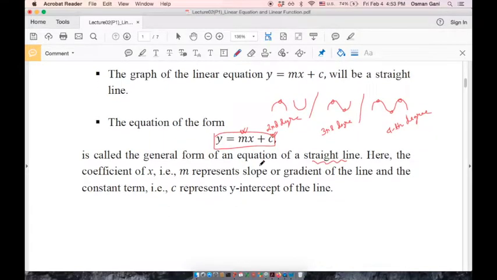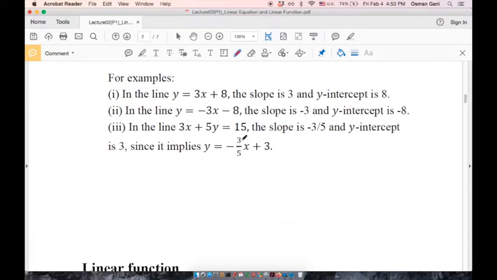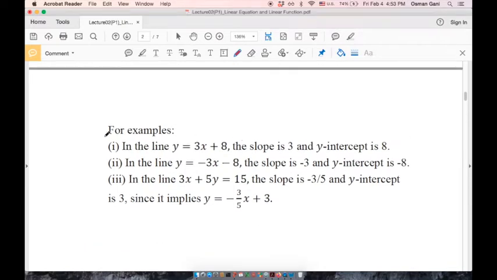But now let us relate linear equation with the linear function. But before that, let us have a look at an example. Example 1: the line y equal to 3x plus 8 is an equation of a straight line having slope 3, because we know slope is the coefficient of x, and y-intercept is 8. What is the y-intercept? Let me say it here.